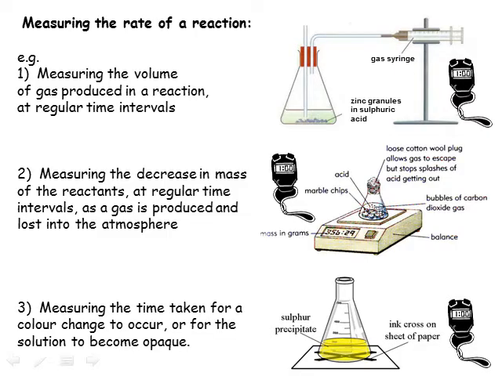In this experiment we're not observing the production of a gas, but of a precipitate. We place a mark underneath the flask and measure the time it takes for enough of the precipitate to be formed that we can't see the mark anymore.